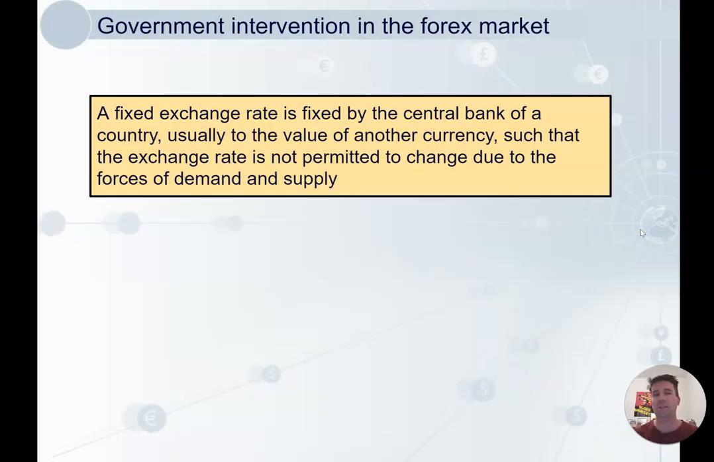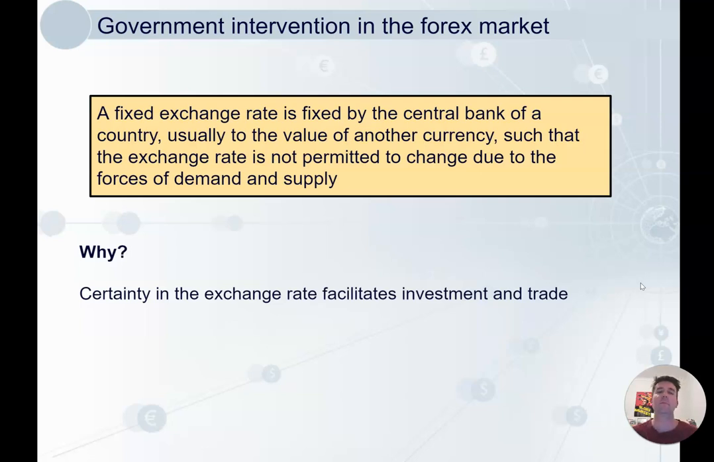We're going to look at what a fixed exchange rate is. That is when a central bank of a country fixes their exchange rate to the value of another currency. That's the most common way of doing it. What that means is that the exchange rate is not allowed to change due to forces of demand and supply. So they keep it at a set level. It might always be worth, for instance, 75 US cents, right? They always fix it to that amount.